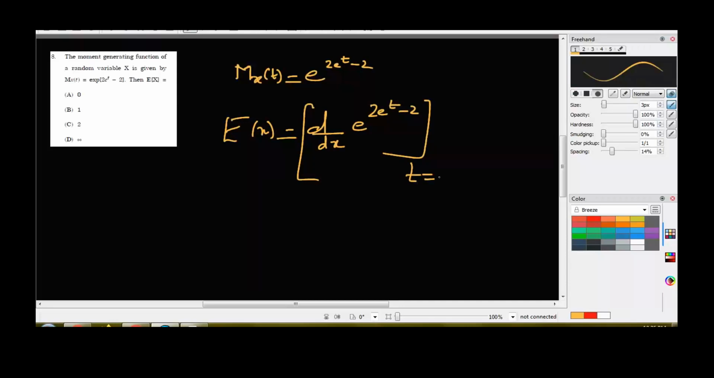and we can obtain the value of this at t equal to 0. So the derivative of this expression turns out to be e raised to 2 e raised to t minus 2 into the derivative of the power, which is 2 e raised to t. We are differentiating with respect to t. So when we put t equal to 0, we have the value as 2. Okay, so option C is the correct option in this case.